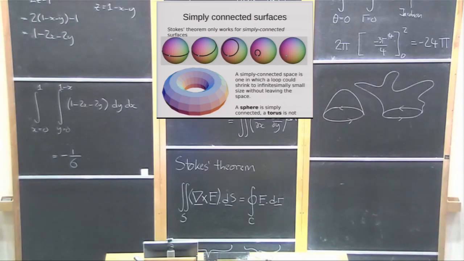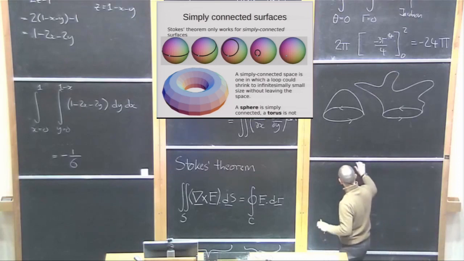So a sphere is a nice example of a two-dimensional simply connected surface. We can draw the largest possible loop around the surface, which would be a perimeter like this, and we shrink it, and we shrink it, and we shrink it till it becomes infinitesimally small, and it can shrink all the way whilst remaining on that surface. However, a torus is not a simply connected surface.